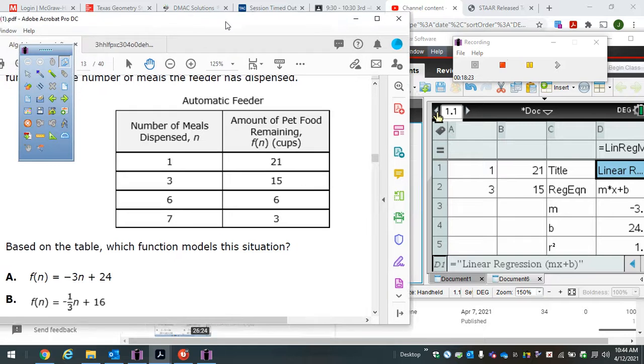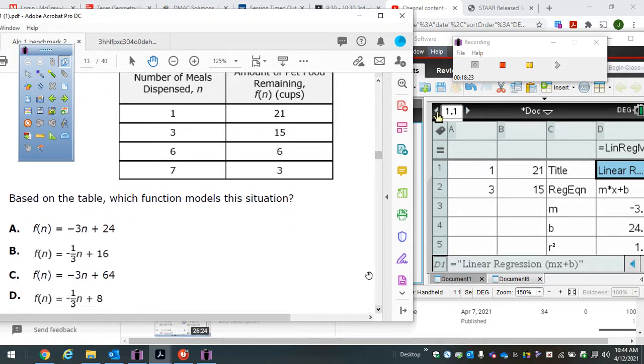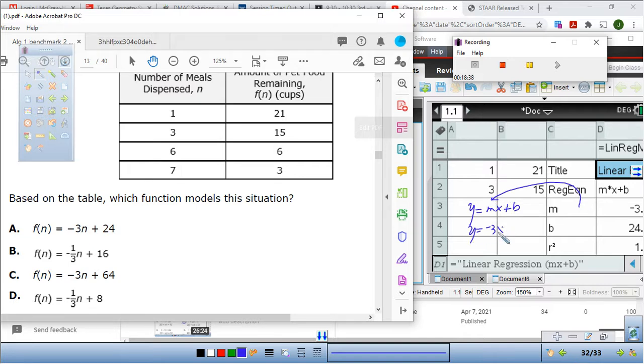Let me move this up over. So this is the equation right here. And we're going to go y equals mx plus b. M is negative 3. Negative 3x plus 24. There it is.